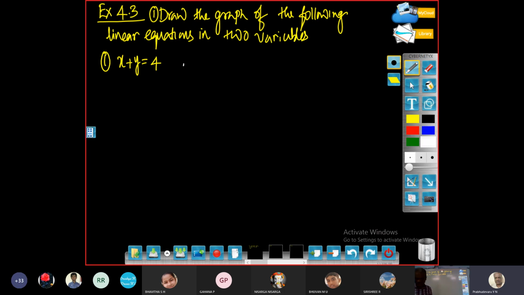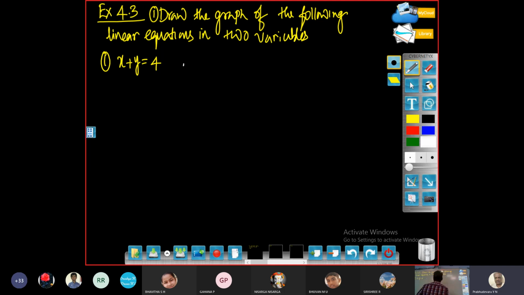Let us solve the questions under exercise 4.3. The first question in that exercise: draw the graph of the following linear equations in two variables. And they have given the equations here. The first equation given is x plus y is equal to 4. So we need to find the values of x and y. At least a minimum of 2 points we have to find out to draw the straight line.